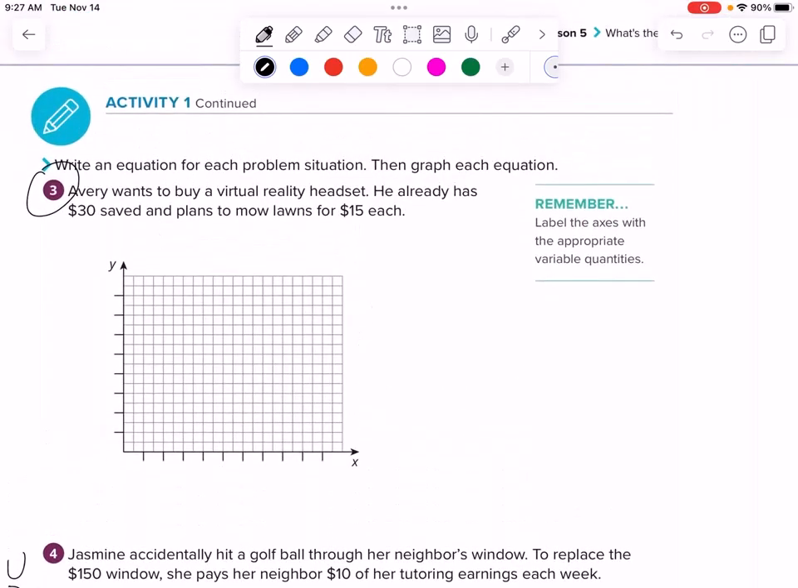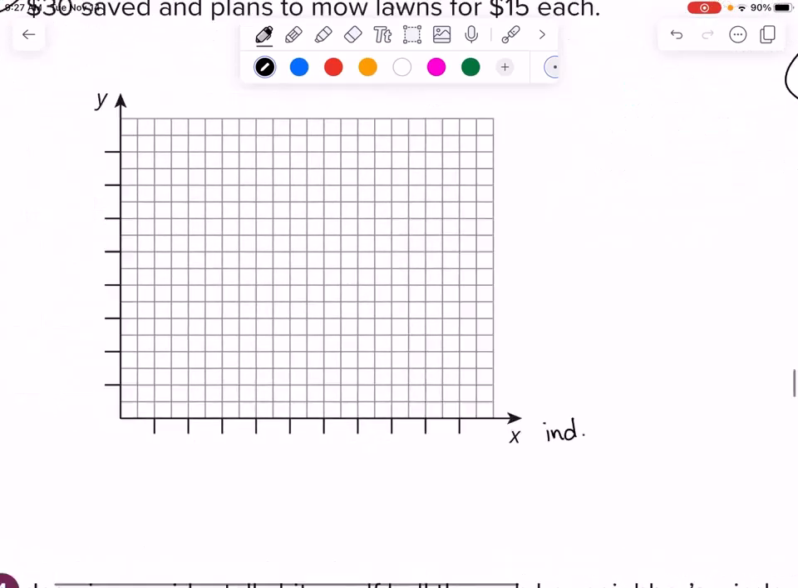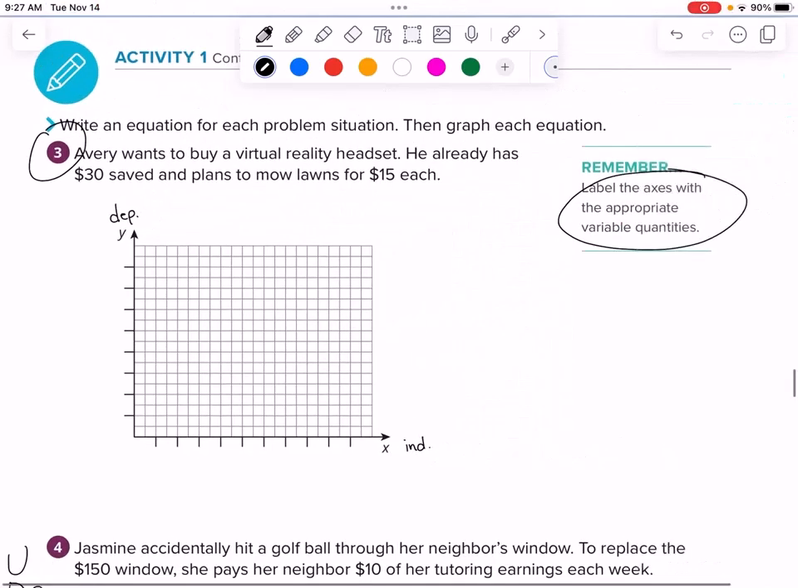So we're going to label the axes with appropriate variable quantities. Just note, right, x is your independent variable. Y is your dependent variable. Right, so your dependent variable depends on your independent variable, or your independent variable affects your dependent variable. So with this, it says Avery wants to buy a virtual reality headset. He already has $30 saved and plans to mow lawns for $15 each to accumulate more money.